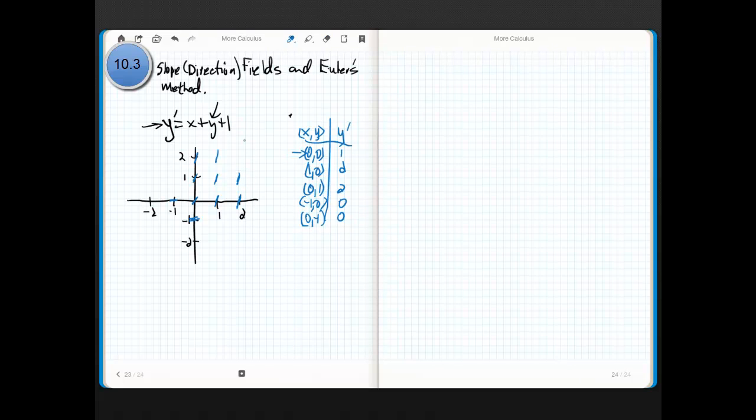2 plus 2 is 4, plus 1 is 5. That's going to be way the heck up there, so that thing's almost vertical. But look at what it does. Look at these guys. They kind of start to swoop down here, don't they?